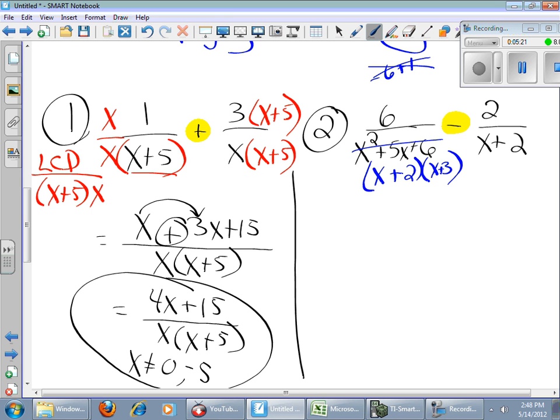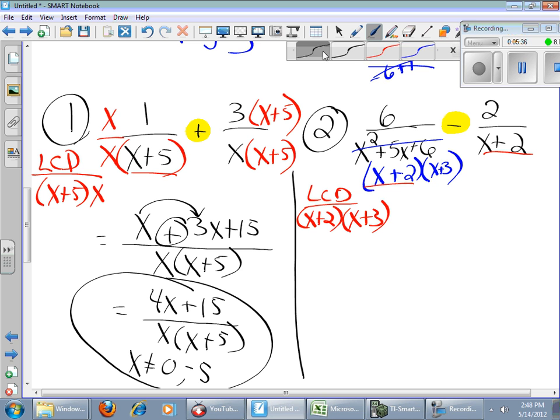All right, my LCD is going to have a quantity of x plus 2 in it, and it's also going to have a quantity of x plus 3 in it. This first fraction I won't do anything to. It already has the LCD. I'm going to rewrite it as 6 over the LCD. X plus 2 as a quantity times x plus 3 as a quantity.